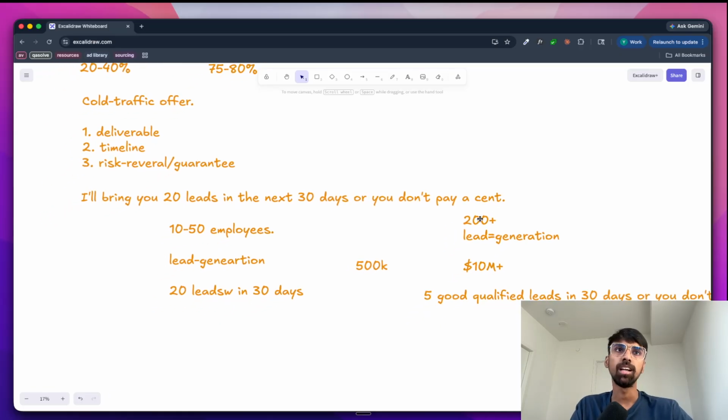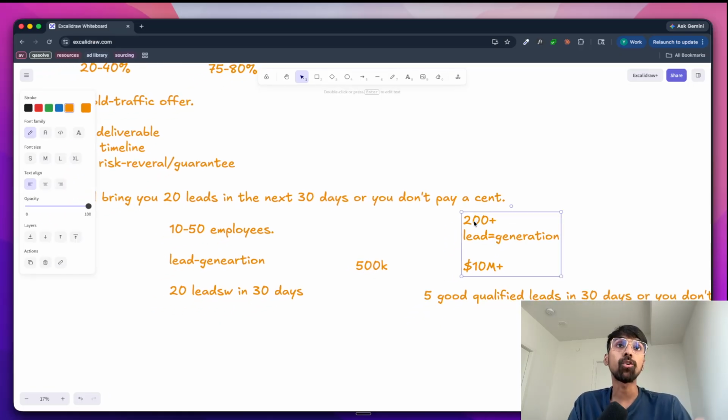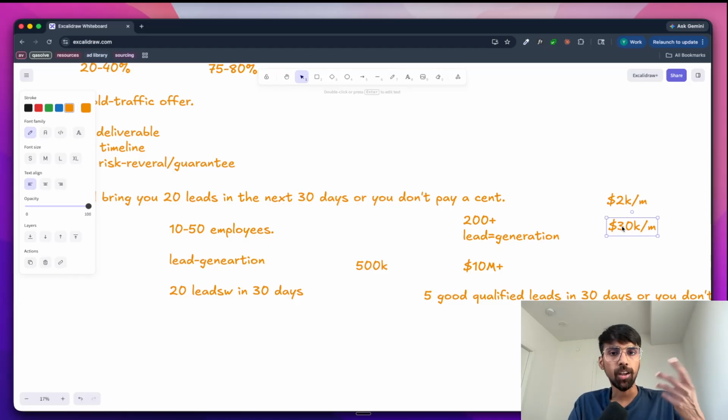Obviously, if it's a big company, they could be targeting smaller companies as well, because they might have a wide range of offers. They could have offers starting from 2K per month going to about 30K per month, right? So 2K per month is okay for a company doing, I don't know, 300K in revenue. 30K per month is only okay for a company doing above 20 million, 30 million in revenue. So you'll have to modify your offer based on the kinds of companies you're reaching out to.